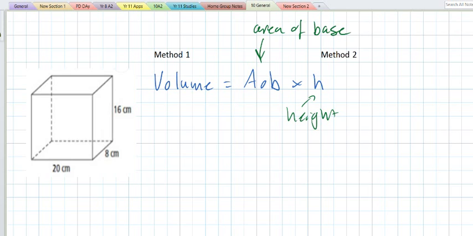Now, which is the base of that shape? What's between the A and B? AOB means area of base. Have a look. Alright, Bradley, look at the picture. Which is the base? If we're going to cut it, how will every slice be the same?